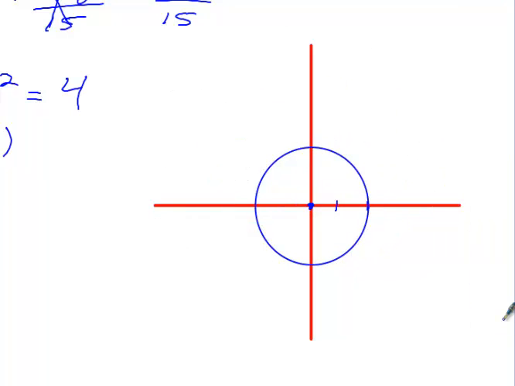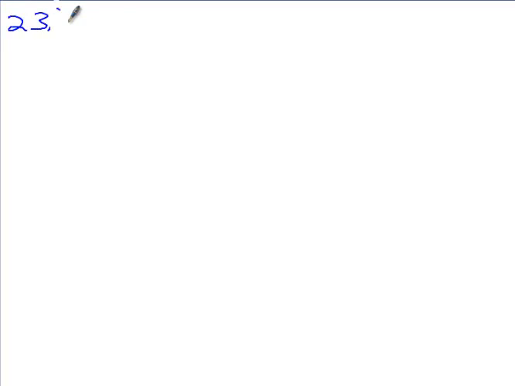All right. Everybody good with the center and radius, how to find a circle? Yes or no? Everybody all right? Cool. All right, so there's 17 done. 23. What does 23 say?